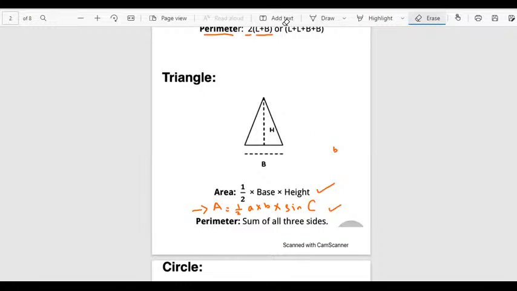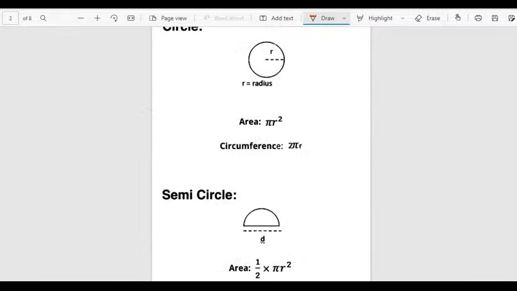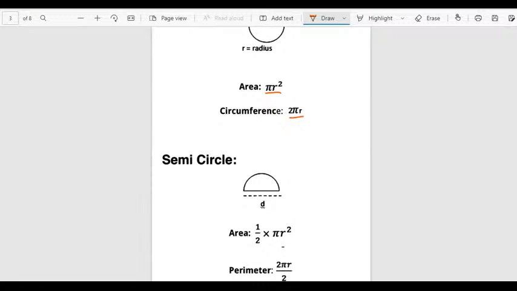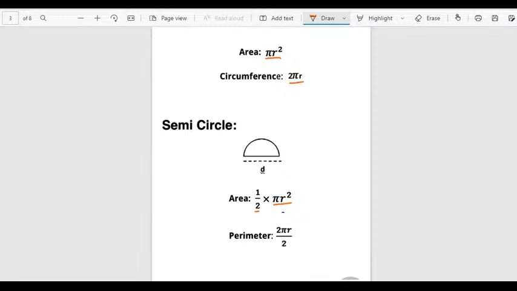Okay. Now for the perimeter, obviously we add all the boundary sides. So we'll find this side, this side, this side, and we'll add up these sides, okay? Now we are done with the circles already. The area of a circle is pi r squared. The circumference is 2 pi r. Semicircle is half the circle. So pi r squared divided by 2 and 2 pi r divided by 2.